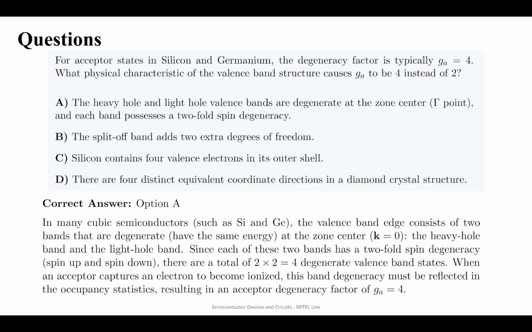Since each of these two bands has a two-fold spin degeneracy, spin up and spin down, there are a total of 2 times 2, that is 4, degenerate valence band states. When an acceptor captures an electron to become ionized, this band degeneracy must be reflected in the occupancy statistics, resulting in an acceptor degeneracy factor of Ga equals 4.